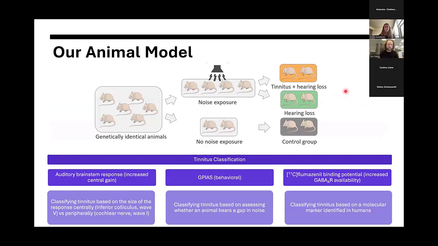So with our animal model, we're working with genetically identical animals. And then we do noise exposure on a subset of them. And then we see that all of them get hearing loss. And now we want to know which ones of them have tinnitus, or if they all have tinnitus, which ones have more tinnitus than the other, to look specifically at the tinnitus-related changes. And to do that, we're applying three different measures.